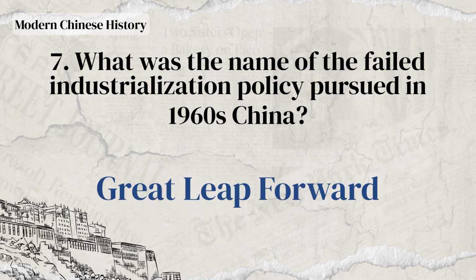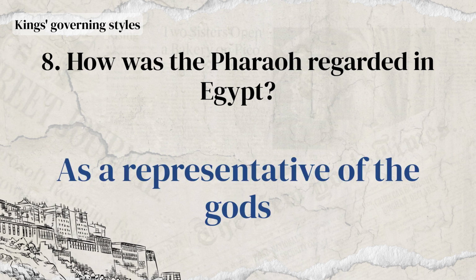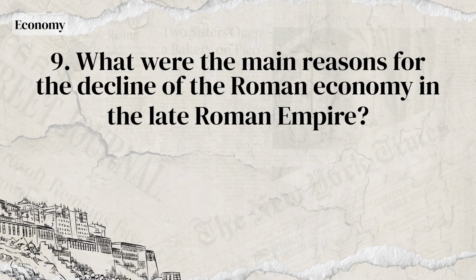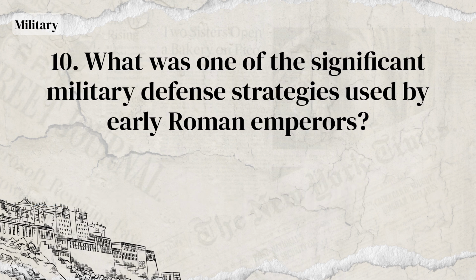Great Leap Forward. How was the pharaoh regarded in Egypt? As a representative of the gods. What were the main reasons for the decline of the Roman economy in the late Roman Empire? Excessive taxes and inflation. What was one of the significant military defense strategies used by early Roman emperors?